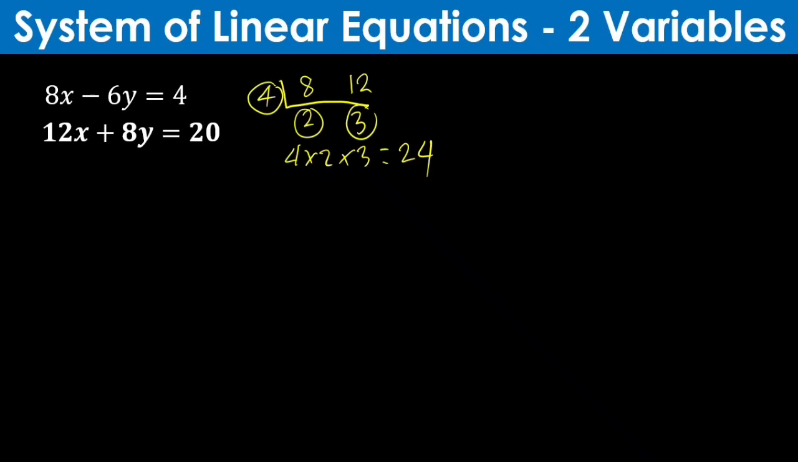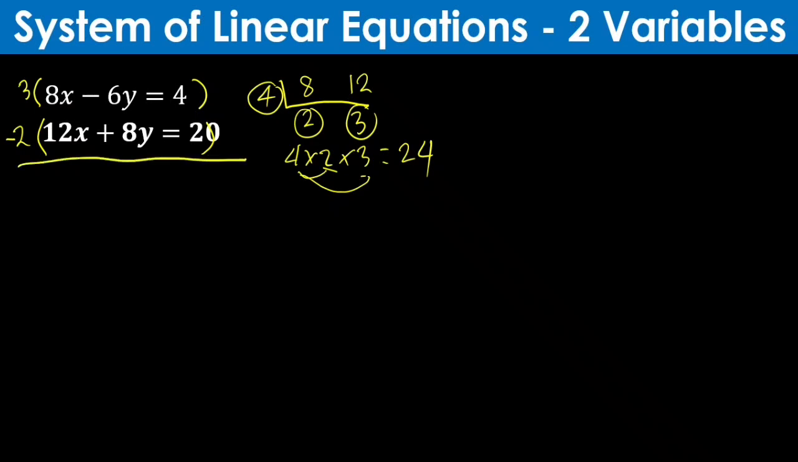That means we'll multiply, since that's 8 there, that's 4 times 2, we multiply 3 to make it 24. So 3. And this is 12 here. That's 4 times 3. We multiply 2 to make it 24. And since they have the same sign, we just make the other sign negative, so that we will have opposite signs.